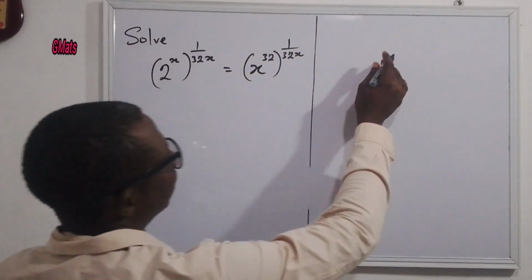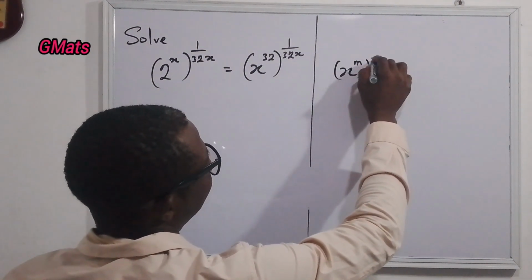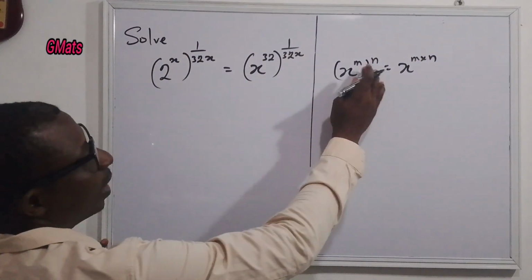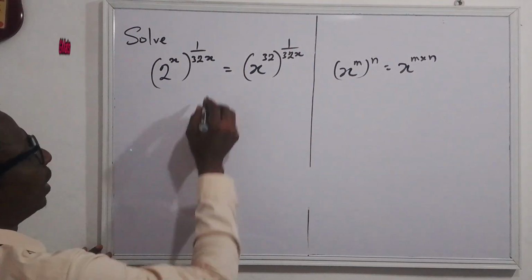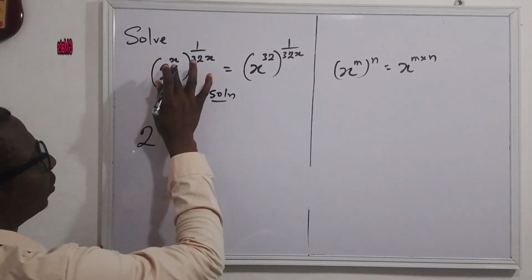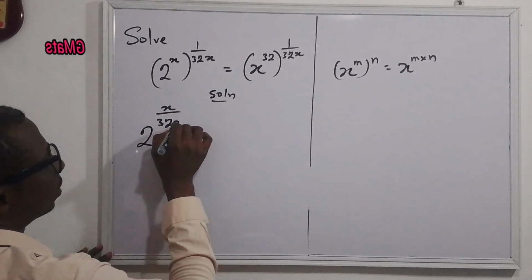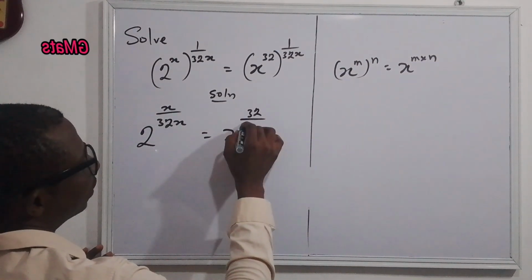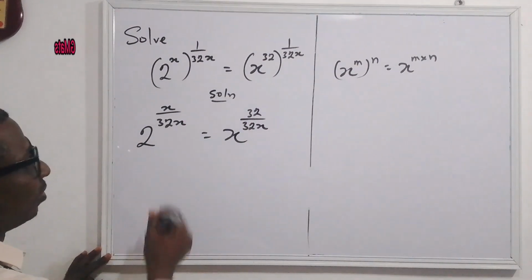Now we are going to be applying this law: (x^m)^n gives us x^(m·n). Once we have two powers like this, they multiply each other. So now this equation turns to 2 raised to the power of x over 32x equals x raised to the power of 32 over 32x.